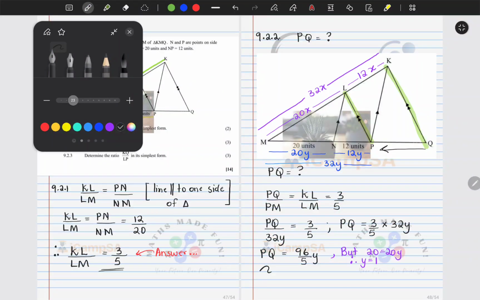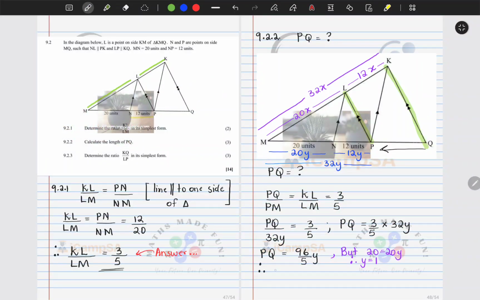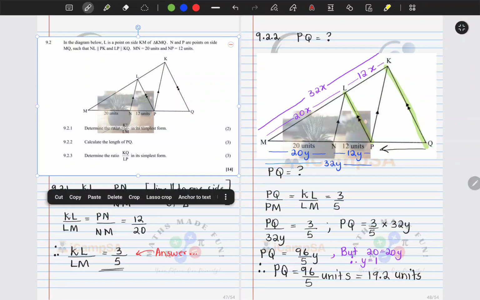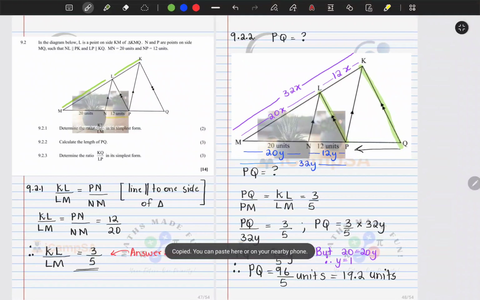So if y is 1, therefore our PQ will just be 96 divided by 5 units, which if we just show into 2 decimal places, that will be 19.2 units, whatever the units are. Okay, I hope that you guys are able to make sense of this. With that said, let's go and have a look at the next problem.